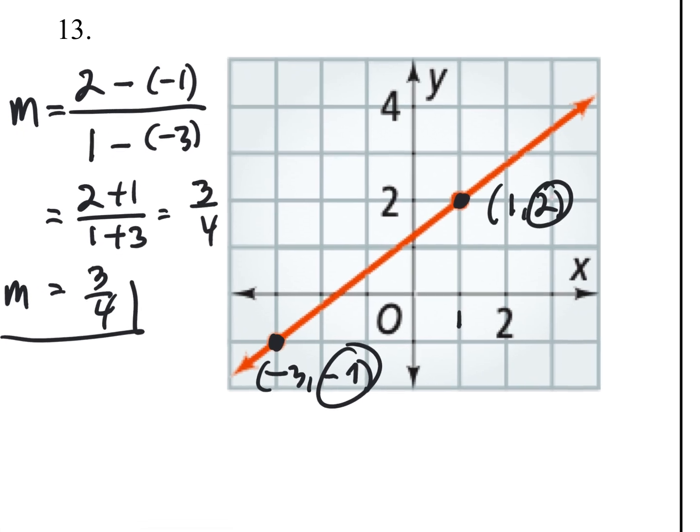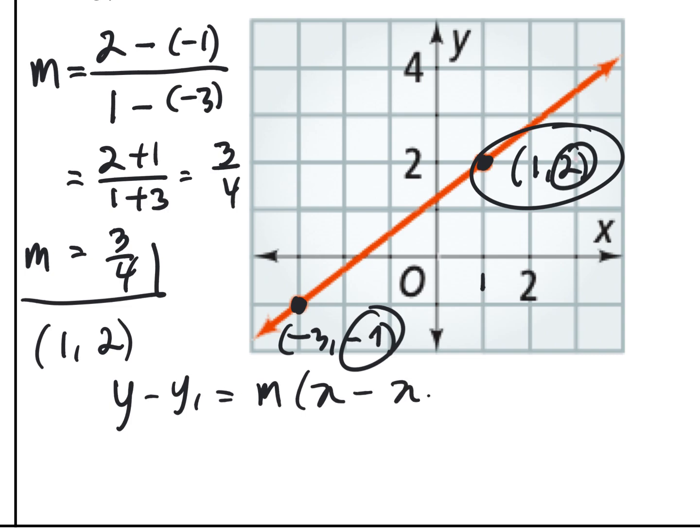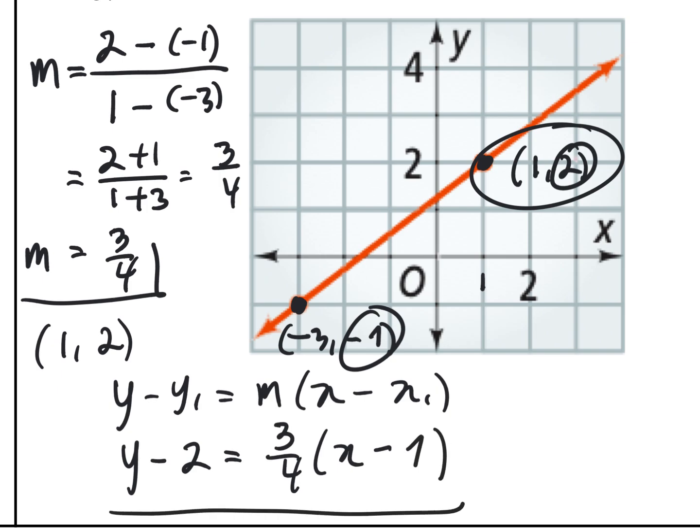This time I'm going to choose my point 1, 2 to create my equation. 1, 2. Okay, so y minus y1 is equal to my slope multiplied by x minus x1. Okay, filling it up, that's going to be y minus 2 is equal to my slope, which is 3 over 4, x minus 1. Okay, so that is the equation of the line.